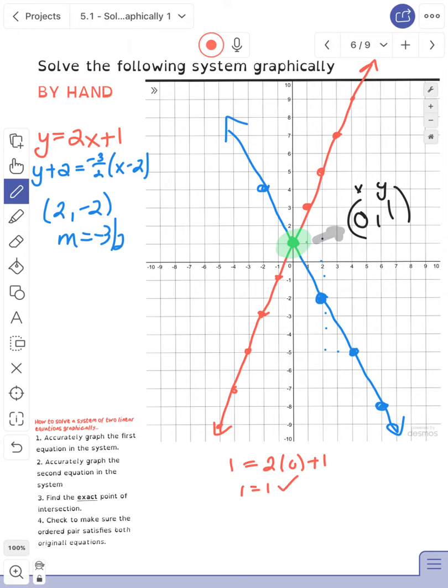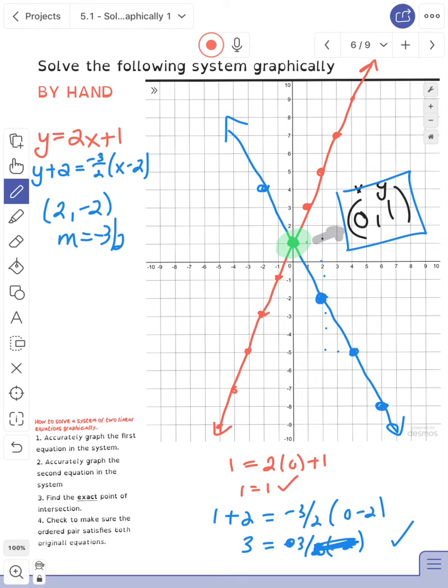The second equation says the y value, which was 1, plus 2, should equal -3/2 of the x value, which was 0, minus 2. So here we get 3. On the right side, I'll simplify the parentheses first. And what's really nice about this one is dividing by 2 and multiplying by 2 are going to undo each other, and so will the negatives. So we do get that 3 is equal to 3. So the ordered pair of 0, 1 is the solution to this system because it satisfies both linear equations.